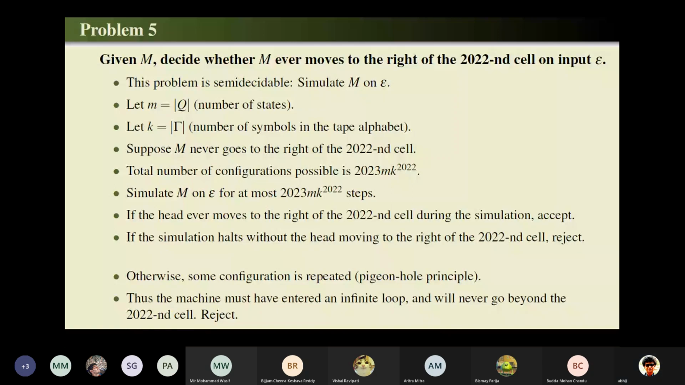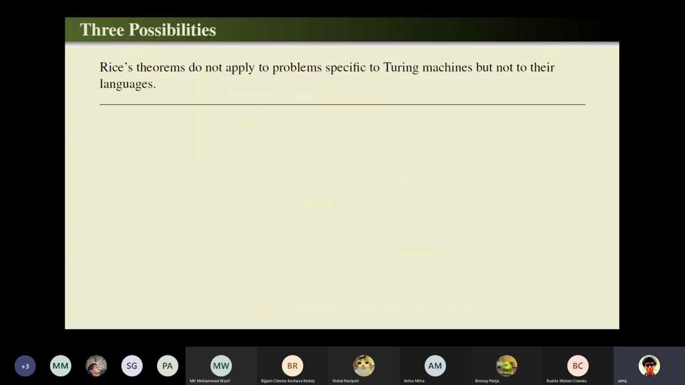Happy? Okay, so that's essentially the thing. And there are some questions.